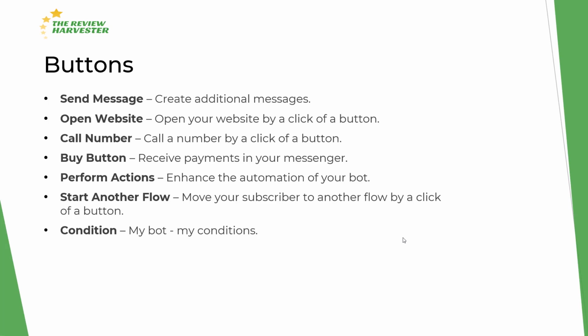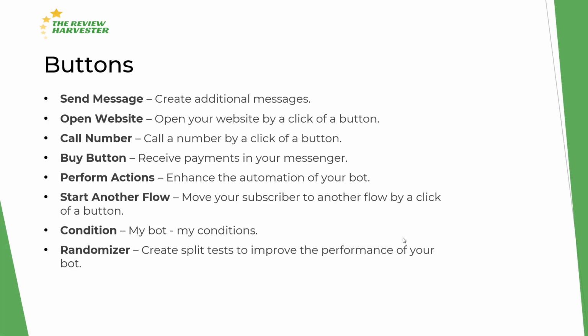The next button is condition. My bot, my conditions. Guys, we use this tool whenever we need to send our subs down to perhaps different path depending on some requirements. So for example, our condition is the user is male. If our users are male, they're gonna get one kind of messages. If the user is a female, then they're gonna get a different message. And that's a condition, guys. Very strong tool. Again, we're gonna be using it in our harvester.